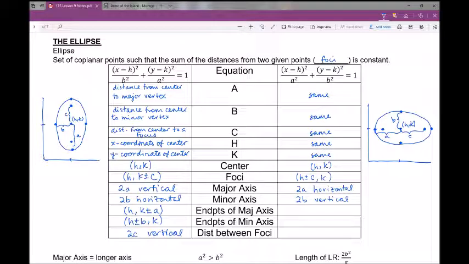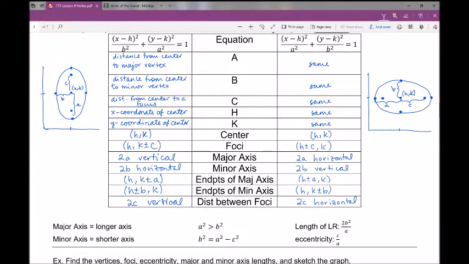The endpoints of the major axis will be h plus or minus a, comma k. The endpoints of the minor axis will be h, comma k plus or minus b, and the distance between the foci will still be 2c, but in the horizontal direction. Okay, so again, I know that that's a lot of formulas, but once we start doing examples, we'll be able to tie it all together.